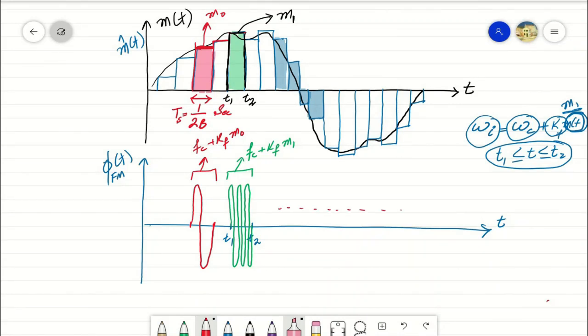For each of such block, we will generate a carrier signal, a pure sinusoid, which has a constant frequency for the span within the block, and for every different block it will have a different frequency that will be directly proportional to the amplitude of that block.